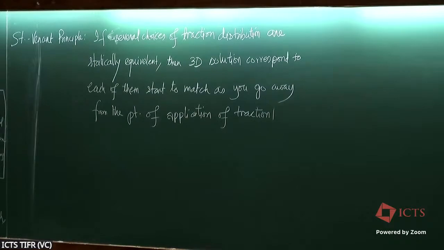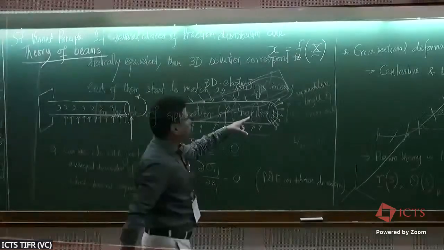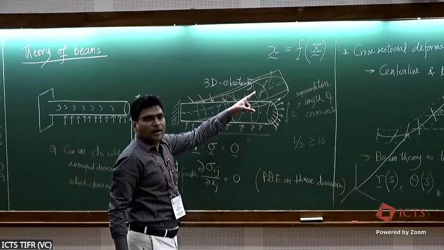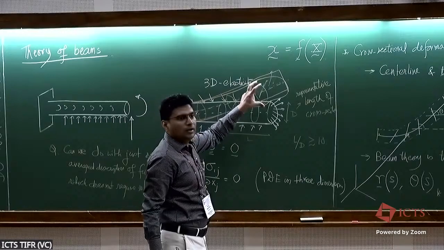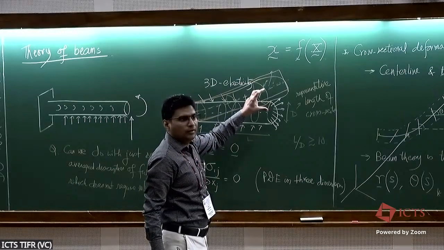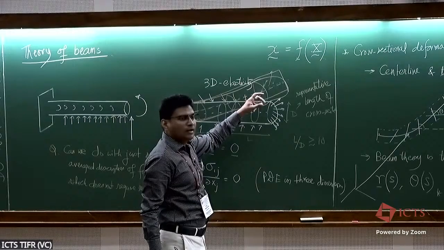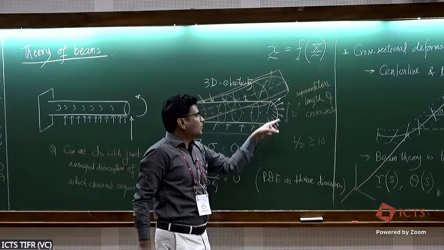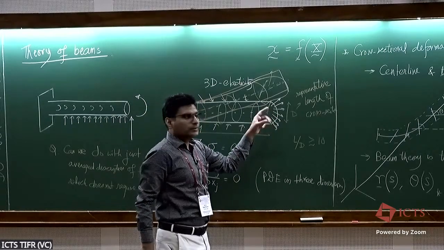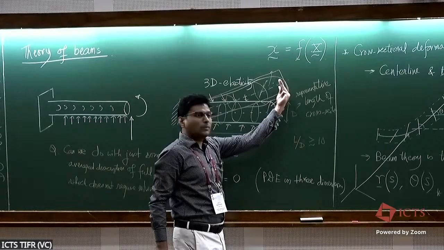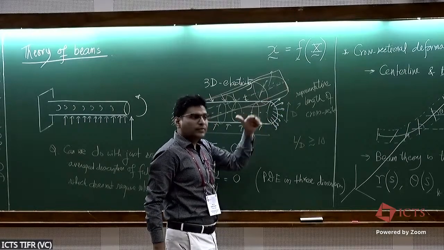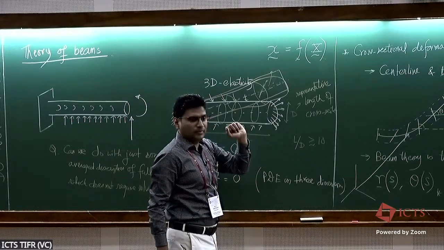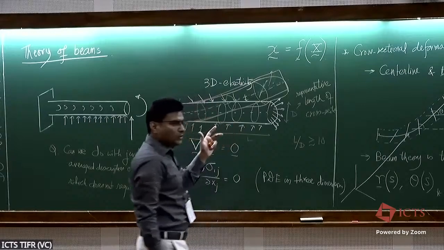So what this says is that when you're solving this 3D problem from white to orange, the different orange solutions that you'll obtain will all look the same if you go away from the point where the load is acting, which is if you are far from the boundary, the different solutions will all look the same. They will have very slight error in them, which is really good.